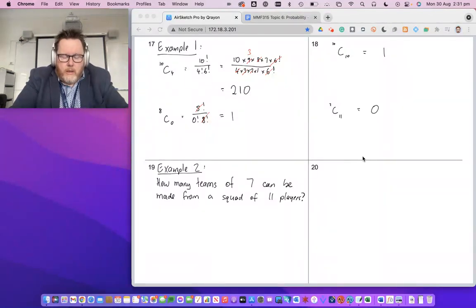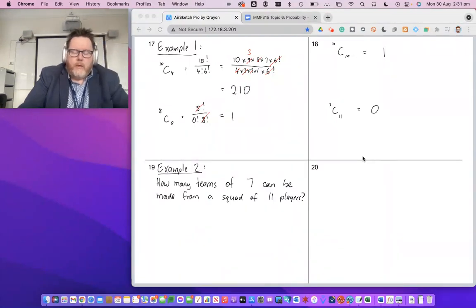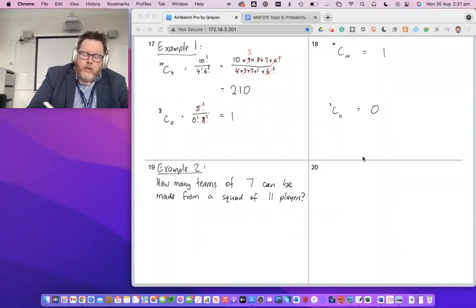Okay, so there's some combination calculations. Example 2 is just a very simple example. It's just asking you to find combinations of teams. So how many teams of 7 can be made from a squad of 11 players? So you would simply go 11C7. So from 11, combine 7 players. And then you can go straight to your calculator and do it. Or if, let's say it's worth 2 marks, you could go 11 factorial over 7 factorial, 4 factorial.